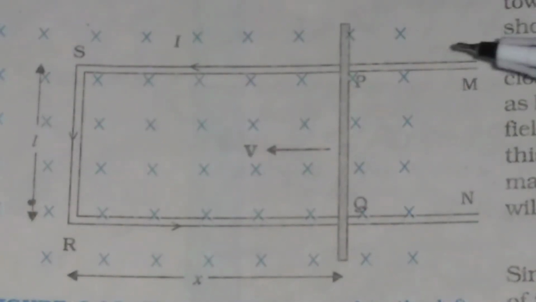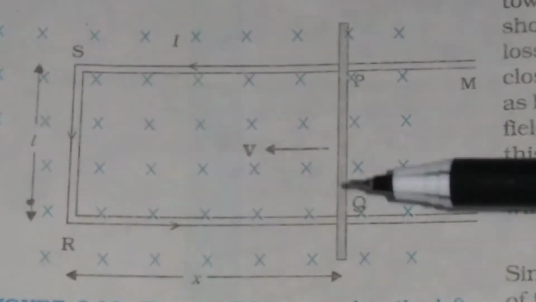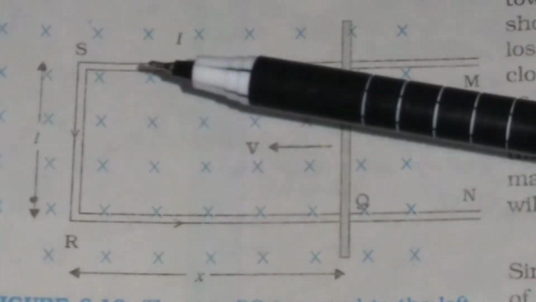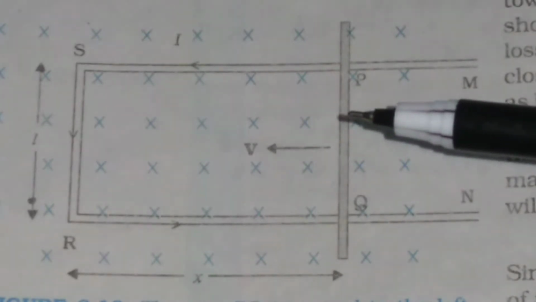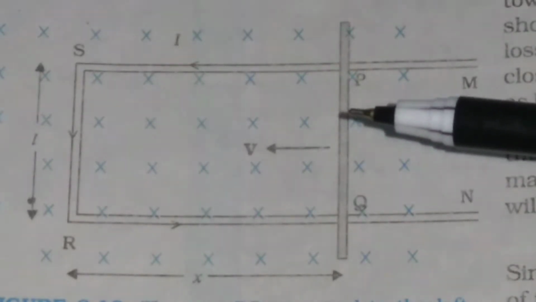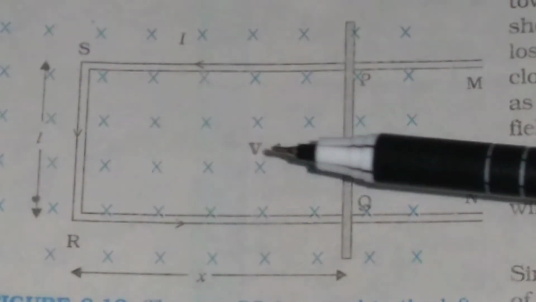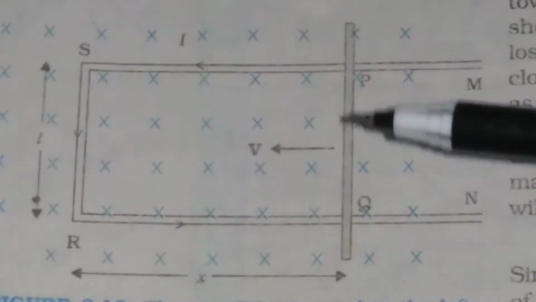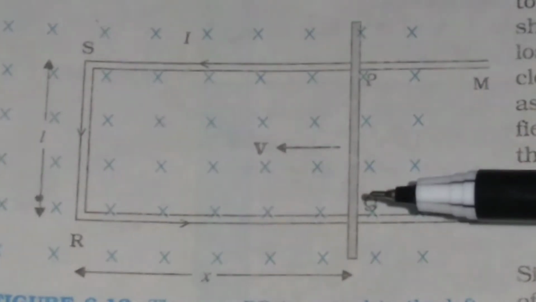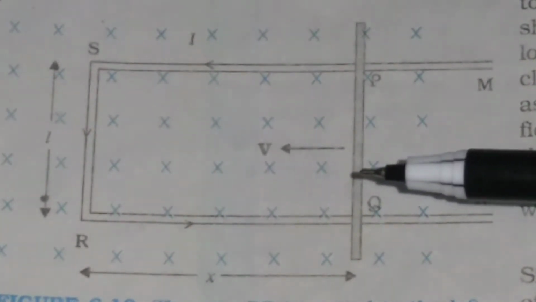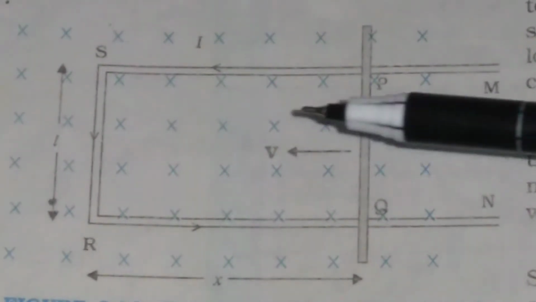Consider a rectangular conductor PQRS as shown in this figure. In this rectangular conductor, PQ is free to move. This conductor is free to move this side or this side. So the conductor PQ is free to move, and the conductor PQ is moved towards left.